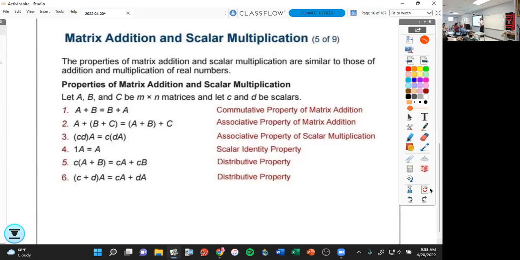We've already talked, no, we didn't. Identity property, that's multiplied by 1. Any idea what the matrix identity looks like?